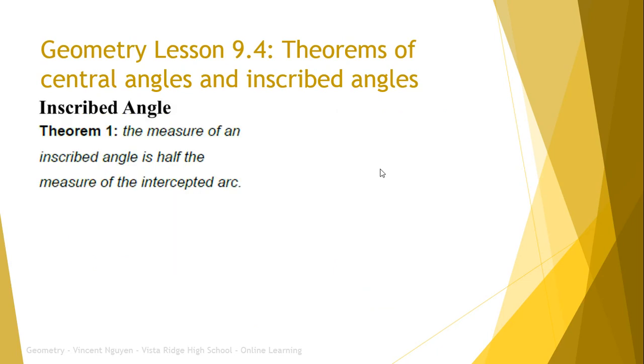Next, there are 3 inscribed angle theorems. We're going to talk about the first one. The first one says the measure of an inscribed angle is half of the intercepted arc. Now, it's different than the central angle. The central angle is equal to the intercepted arc. But the inscribed angle is only half of it, right?